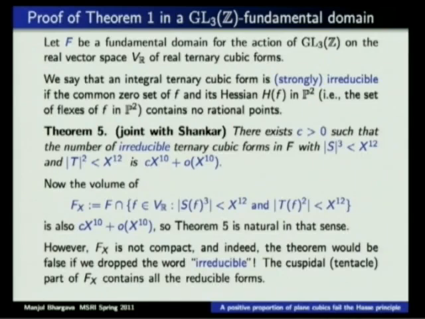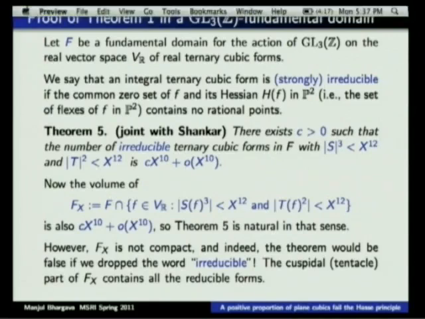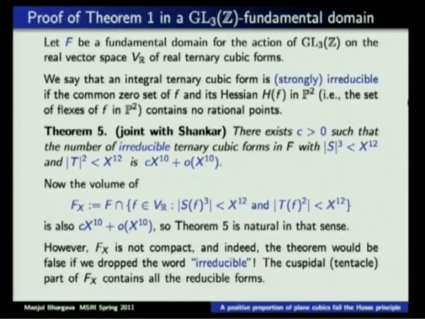So the cuspidal part, the tentacle part, which goes off to infinity, contains basically the reducible forms. The main body contains the irreducible forms, and that's what's behind this theorem. So even though we have a non-compact region, we can say that the set of irreducible points has a count that is about the volume, even though that wouldn't be true if you included all points. Okay, so we have a count of irreducible points inside the fundamental domain. This is an important point.